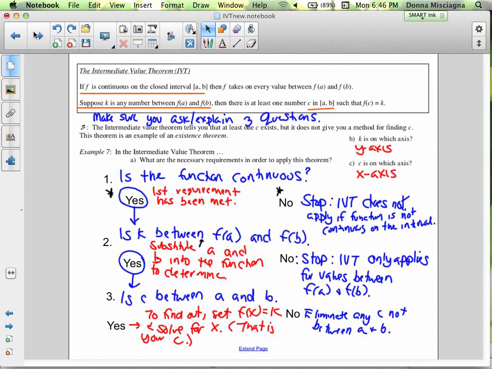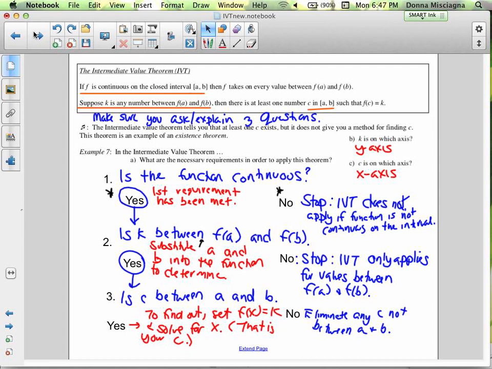All right, so make sure you explain three questions. You're asking the questions of yourself and you're explaining them. Make sure that you state the answers or your explanations to each of these questions. If you are missing any part of these three questions, then you have not answered it, and you may receive no credit. On an AP test, you would receive no credit if you don't answer the very first question, which is: is the function continuous? You've got to ask that question and show your function is continuous. I can't stress that enough.